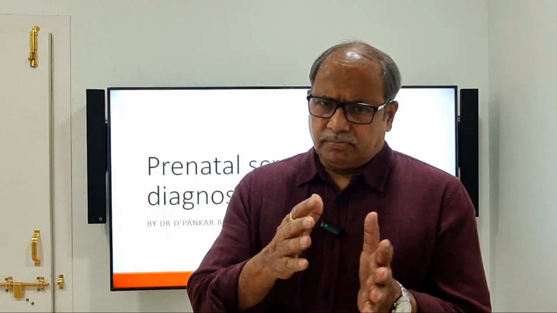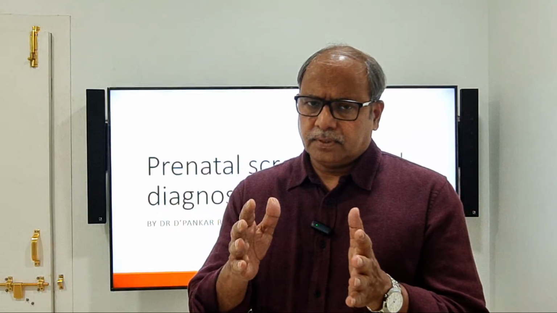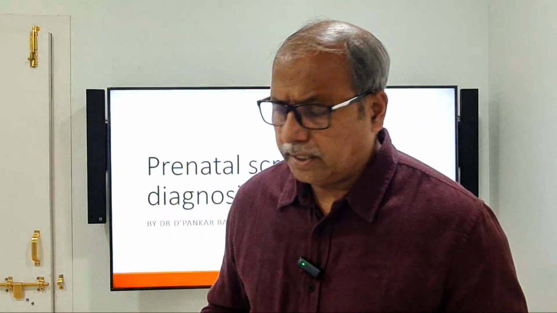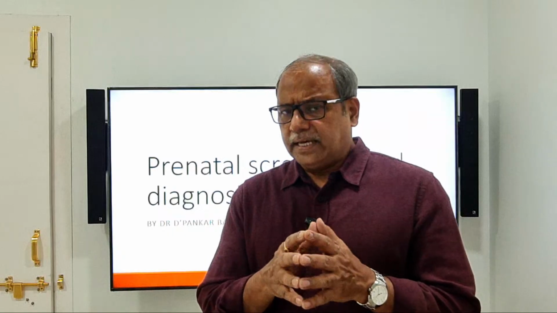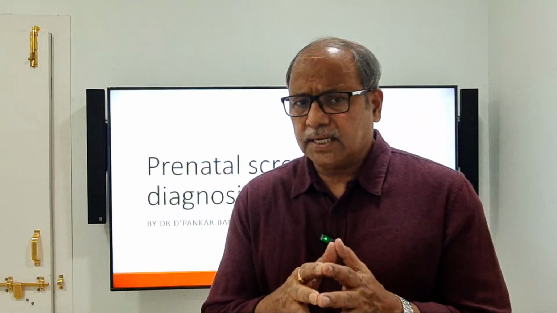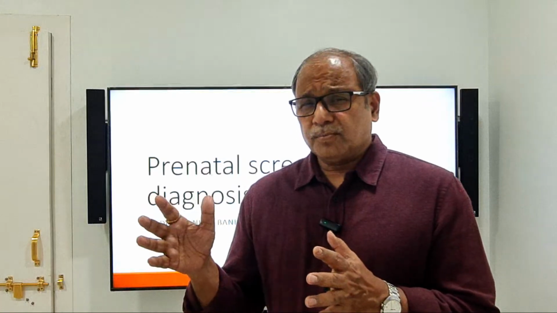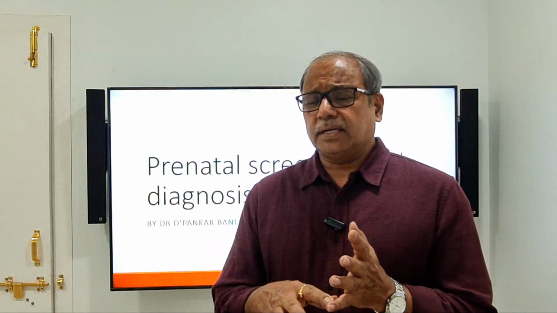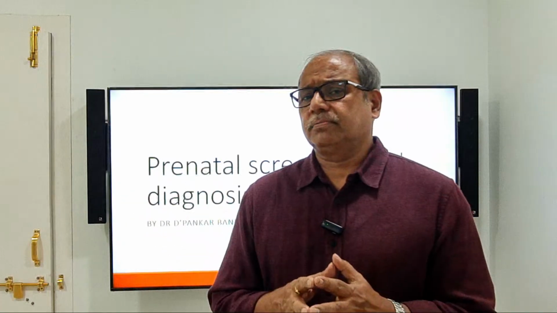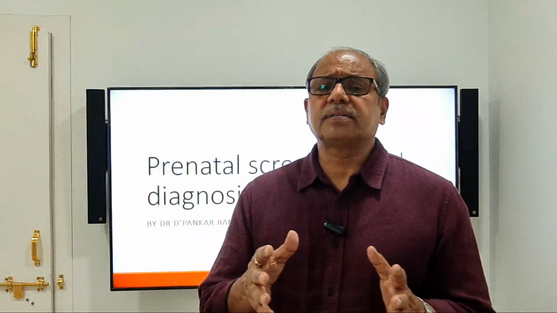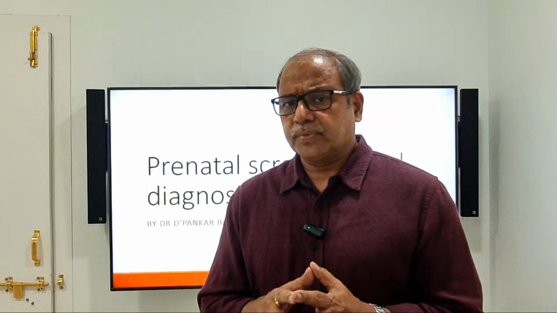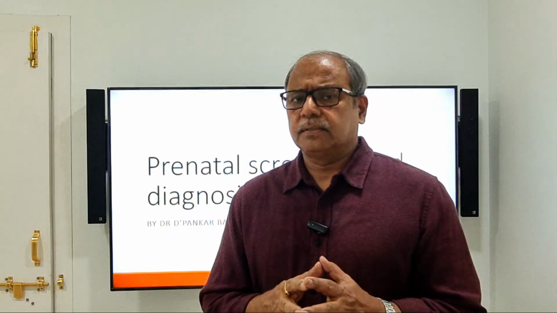How did this evolution happen? This evolution happened because if age is taken alone, then there will be a lot of false positives. A lot of false positives means to identify a Down syndrome baby, you have to do a lot of amniocentesis, which itself has its own problems. So it is not a good screening test.